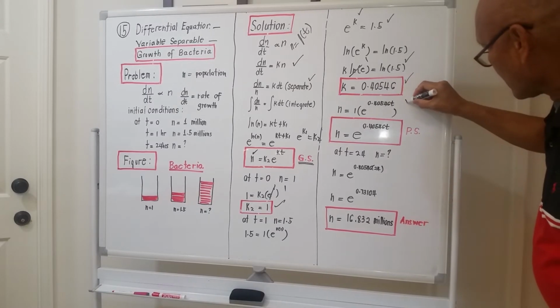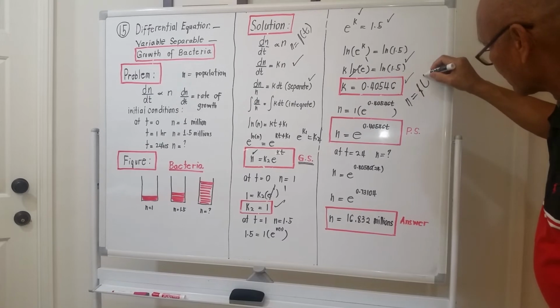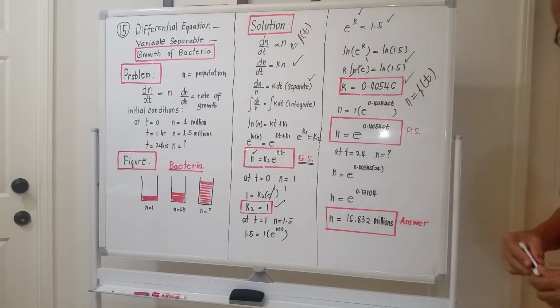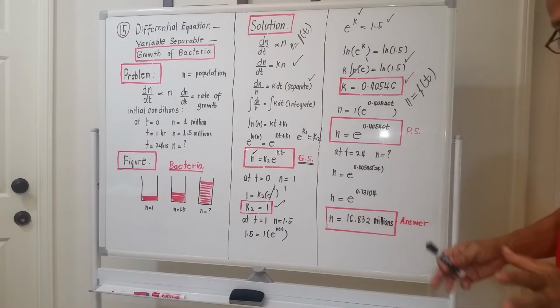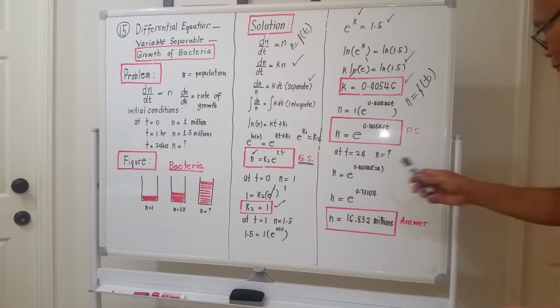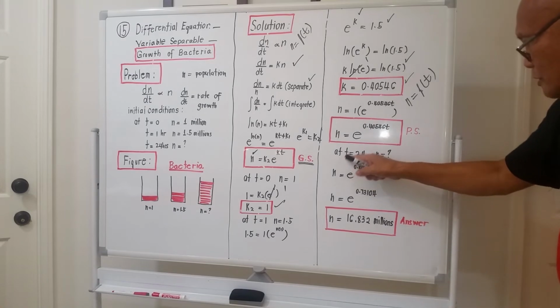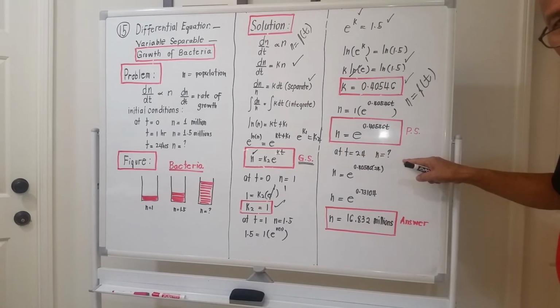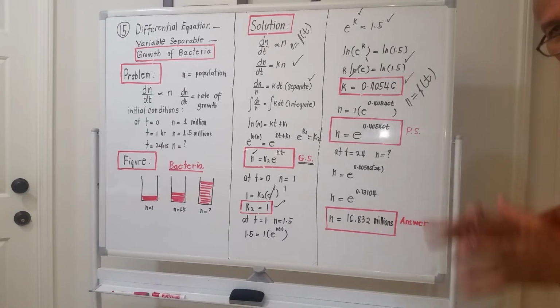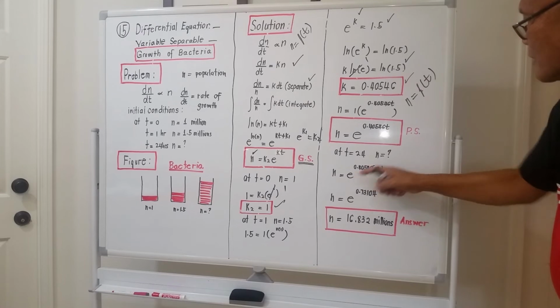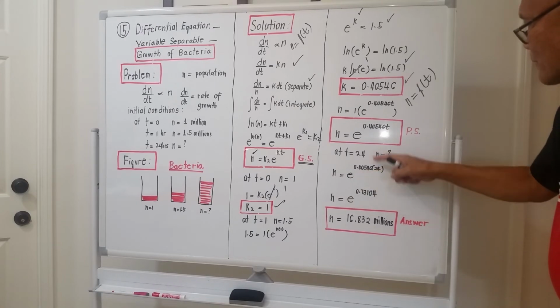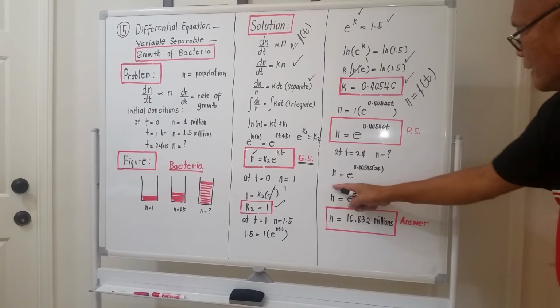So we are now given n as a function of time. We derived the solution to our problem, so we will now apply the condition of the problem. At time t equal to 24 hours, what will be n? What will be the population of the bacteria after 24 hours? Obviously, it increases. So we use this equation: n is equal to e raised to 0.40546 times 24.